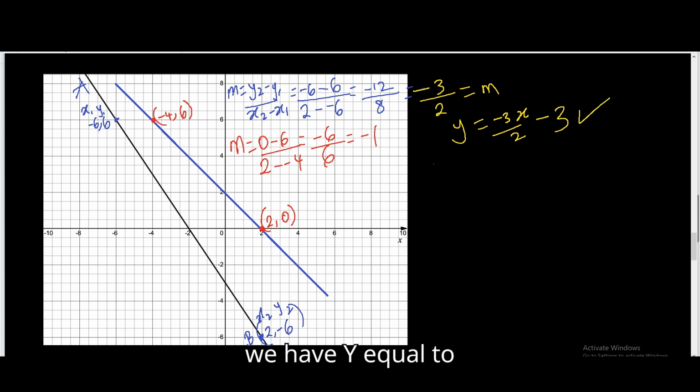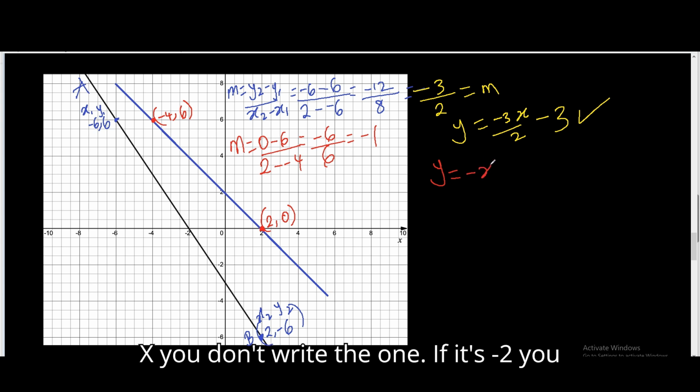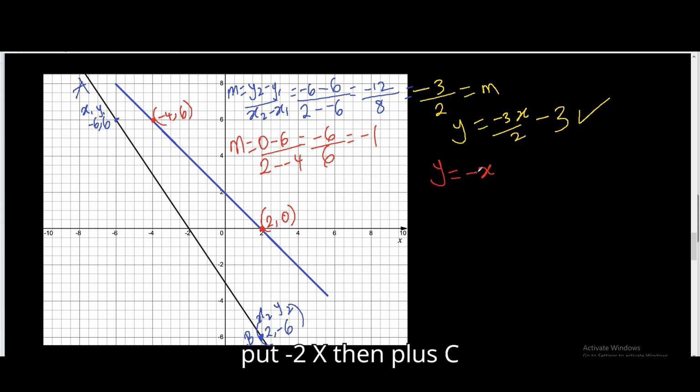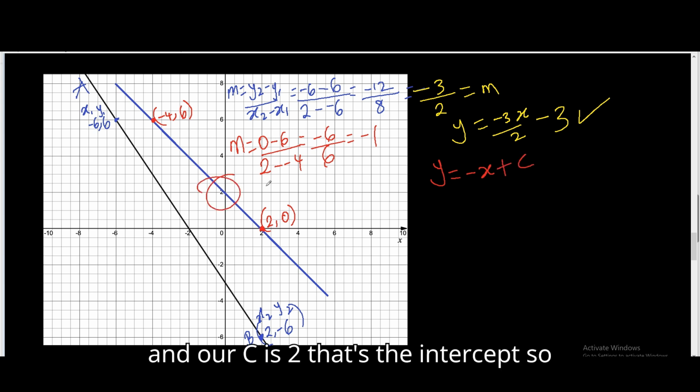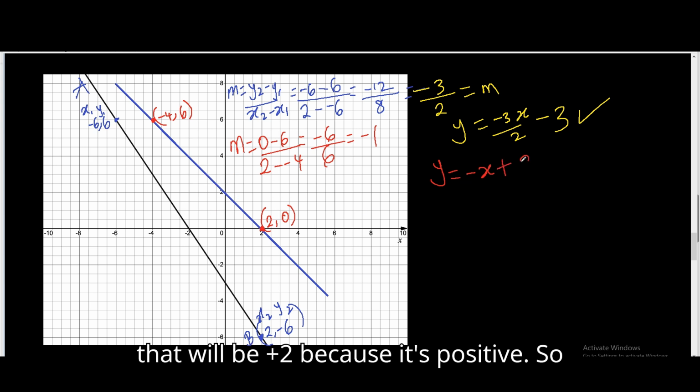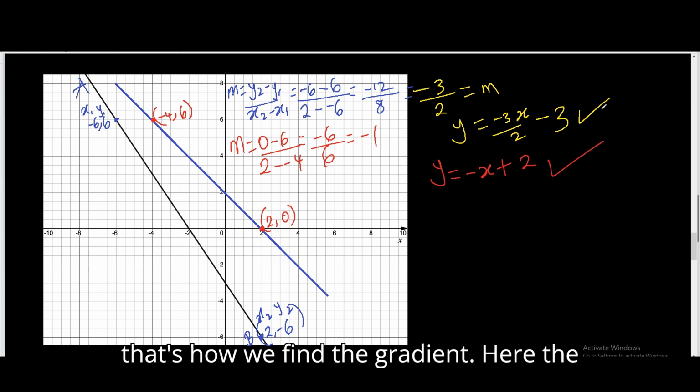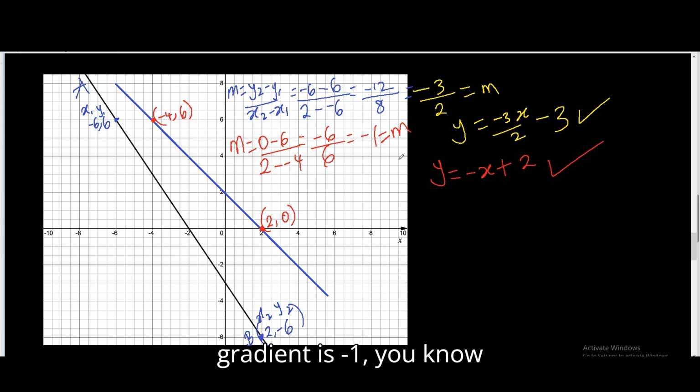So here now we have y equals mx. M is negative 1, so negative 1x. You don't write the 1. If it's negative 2, you put negative 2x. Then plus c, and our c is 2. That's the intercept. So that will be plus 2 because it's positive. So that's how to find the gradient. Here, the gradient is minus 1, m equals minus 1.